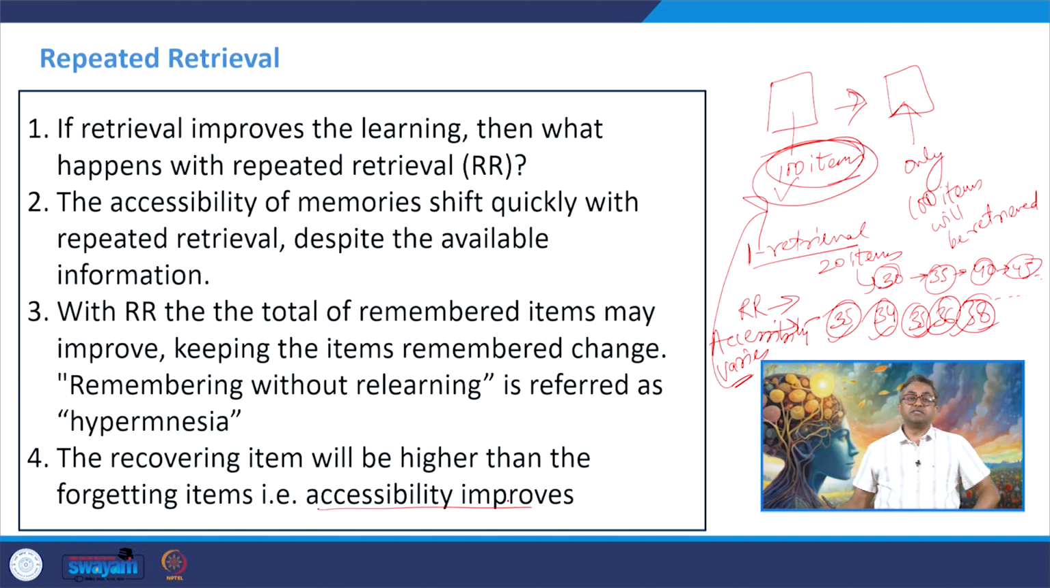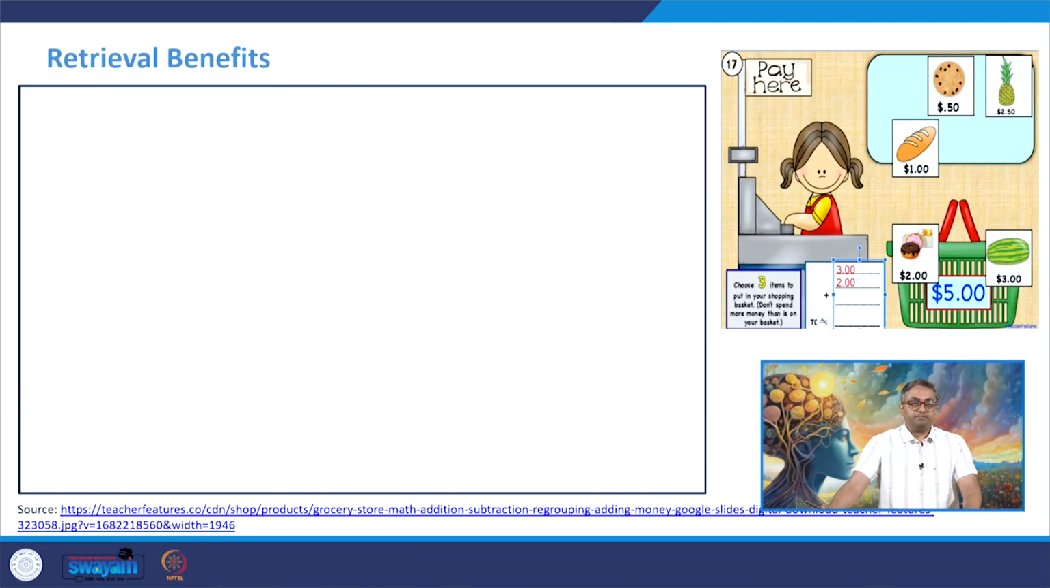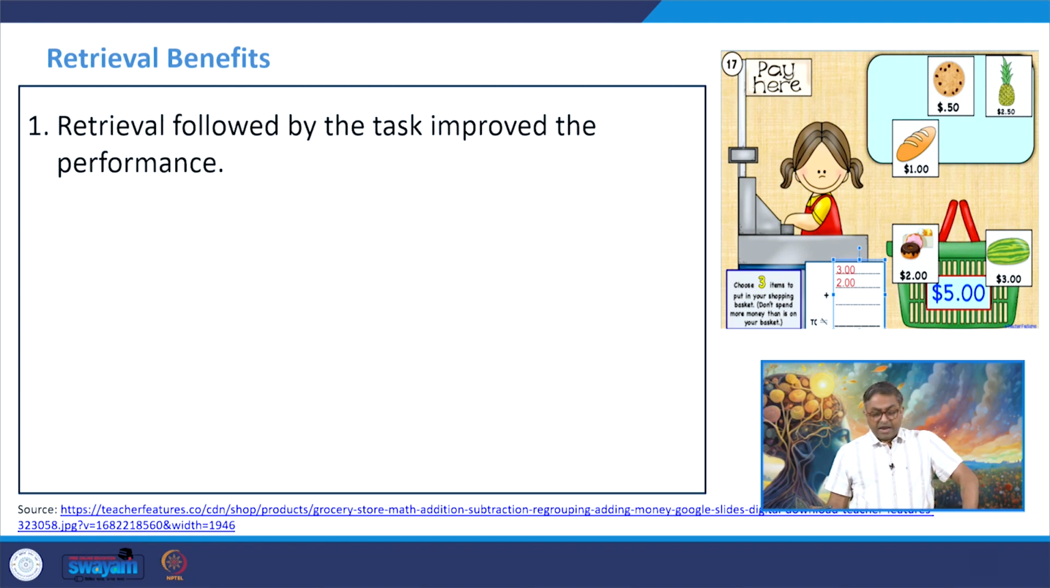So when forgetting is getting worse, forgetting items is less, then the accessibility of information is improving. Okay. So the point comes to the retrieval benefits. Retrieval followed by the task improves the performance. So when the retrieval is performed immediately when the task has been completed, then we see an improvement.